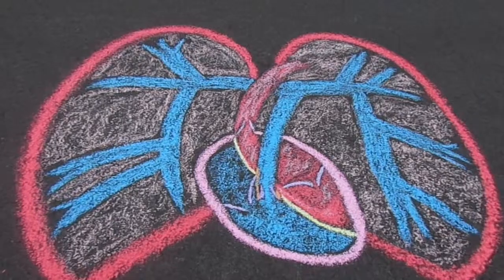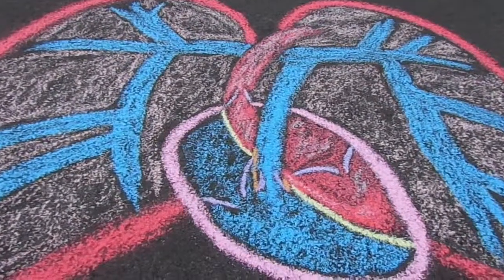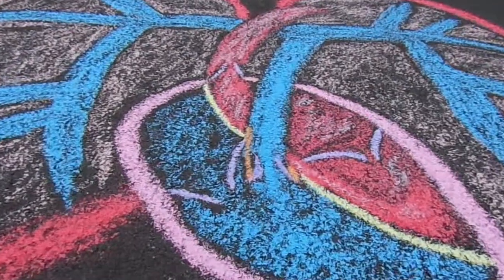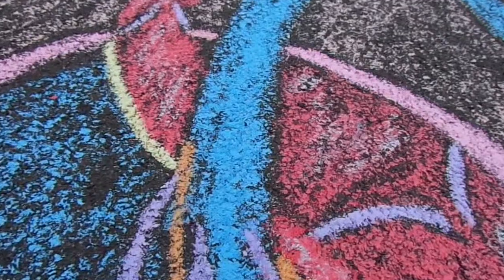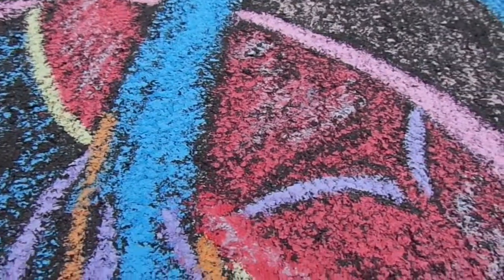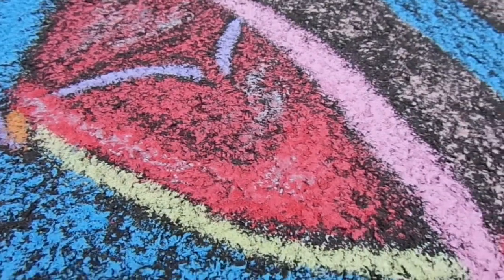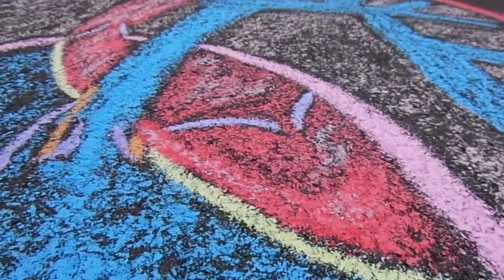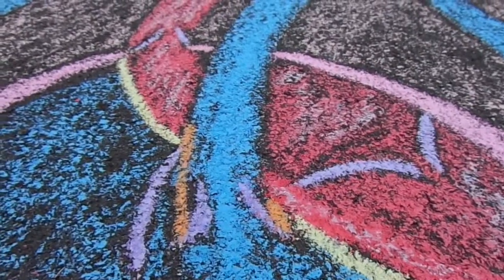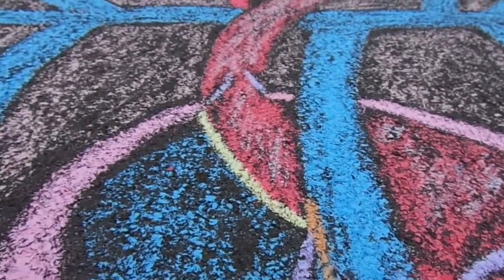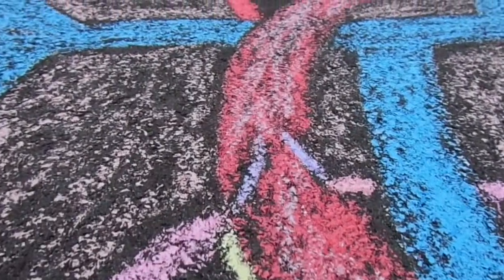Then the blood returns from the lungs to the left atrium via the pulmonary veins, travels through the mitral valve into the left ventricle, then is pumped out of the left ventricle via the left ventricular outflow tract through the aortic valve and out to the body.